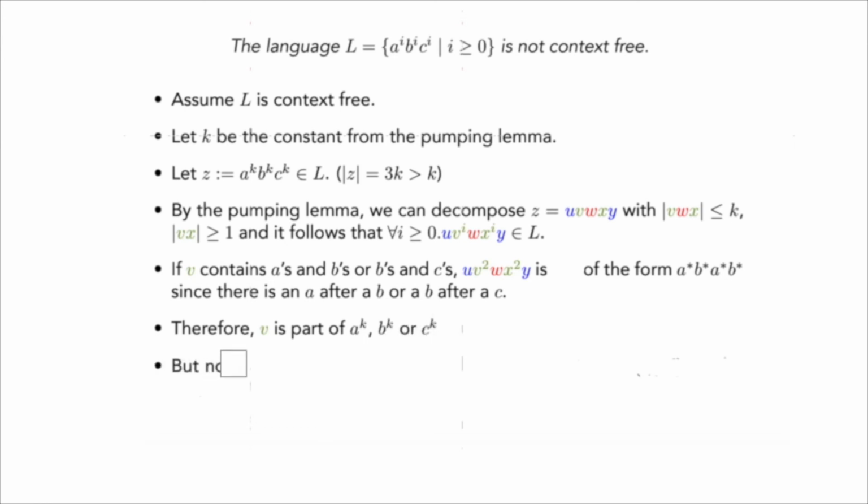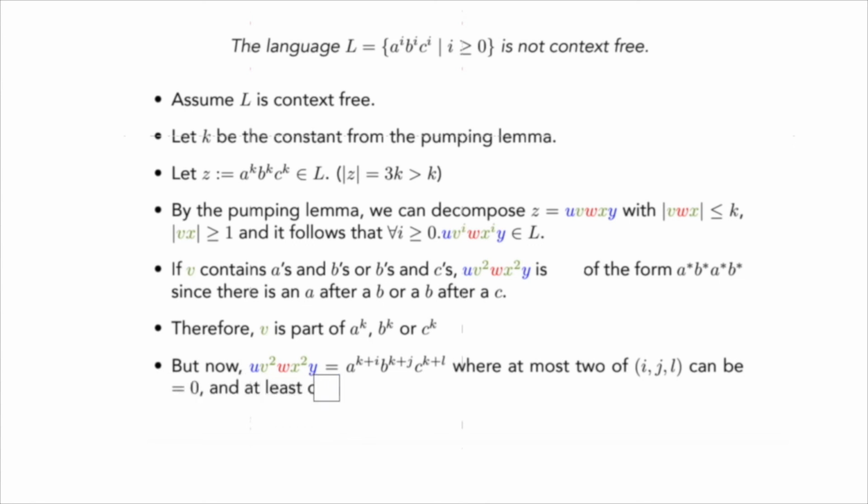However, pumping this decomposition constructs a pumped word of the form a to the k plus i, b to the k plus j, c to the k plus l. This pumped word would break the proportion of each block. At least one of i, j, or l has to be a value that is not 0. This means at least one of the blocks of letters will now be greater than k in length than the other two blocks. And therefore, the pumped word a to the k plus i, b to the k plus j, c to the k plus l is not in the language L.